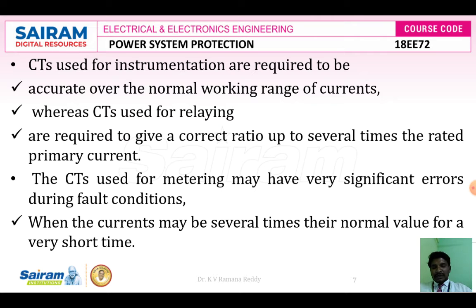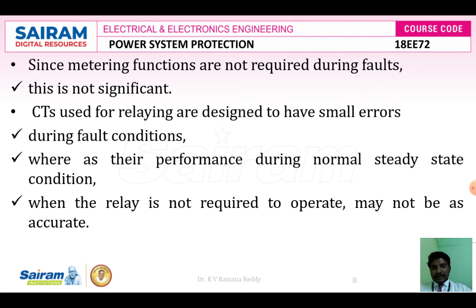So that means due to any lightning stroke or any tree branch, we can see that the current at the secondary side should not be just 5 ampere or 1 ampere. Sometimes it is multiplied 5 times or sometimes 10 times at the secondary side. Therefore, the currents may be several times their normal value for a very short time.